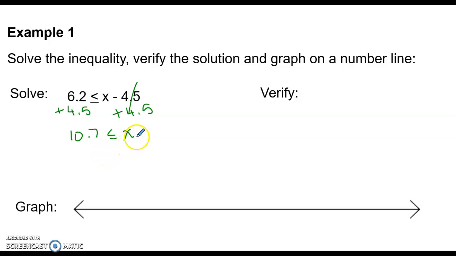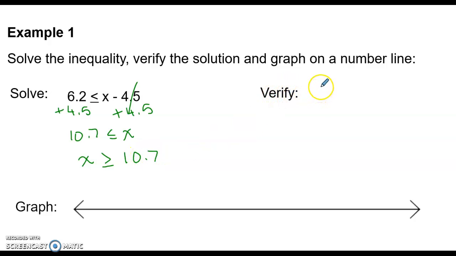Now the x is on the right-hand side. I prefer to have it on the left for graphing. So if I switch it around, don't forget your less than or equal to has to also switch to become a greater than or equal to. So 10.7 is less than or equal to x. That means x is greater than or equal to 10.7.